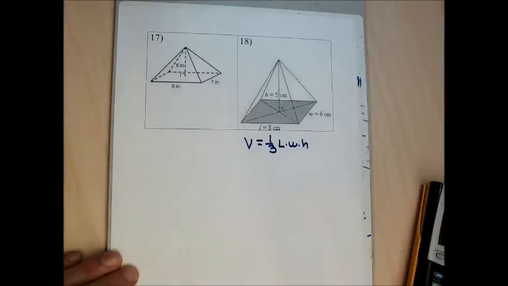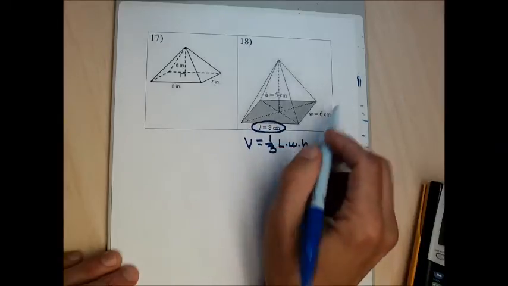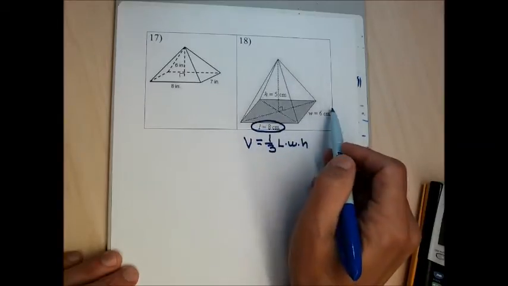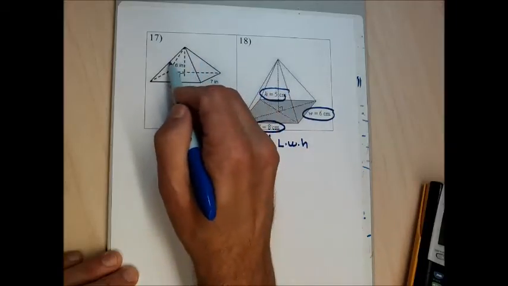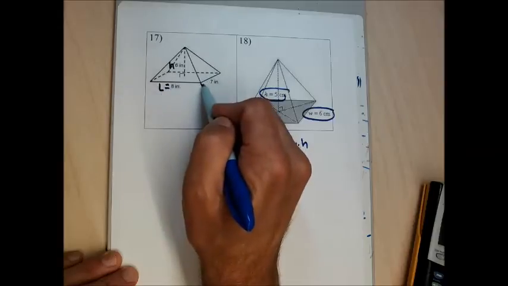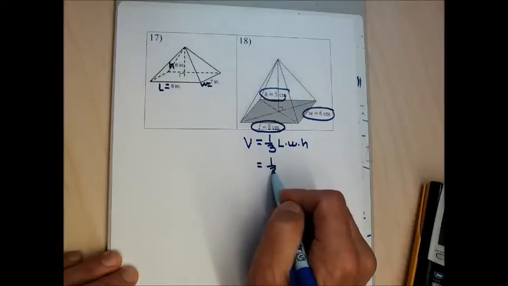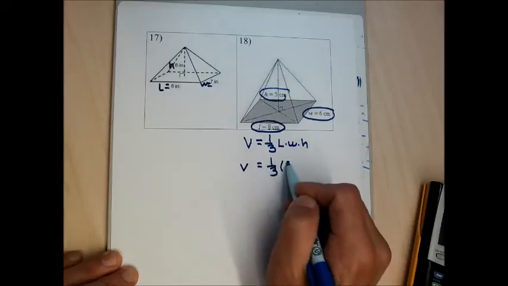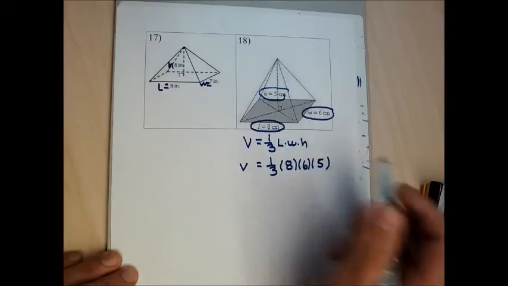And for both of us, it's going to come out to a nice number. For my length, I'm going to use the 8 centimeters because it's the rectangular base, the longer part. For my width, I'm going to use the 6, and for my height, I'm going to use the 5. For you, your height is going to be 6, your length is going to be 8, your width is going to be 7. For me, I'm going to say the volume is 1/3, the length is 8 centimeters, the width is 6 centimeters, the height is 5 centimeters.